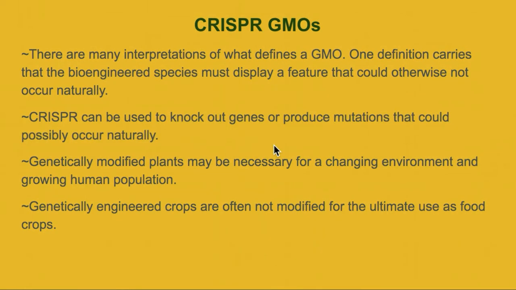I did notice through research that the definition of a genetically modified organism does change depending on what industry you're a part of and what lens you're looking at the organism through. One definition carries that a bioengineered species, or GMO, must display a feature that could otherwise not occur naturally. So we definitely saw that with our bacterial transformation, where we specifically introduced a new gene to the genome of the organism we were trying to modify.